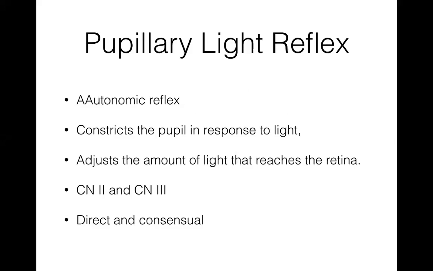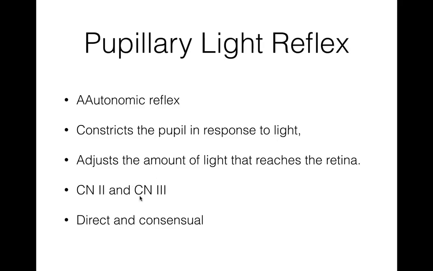Okay, so let's start first with the pupillary light reflex. So this is an autonomic reflex. This reflex results in the constriction of the pupil in response to light. This is to allow adjustment in the amount of light that reaches the retina. Now, there are two components for the pupillary light reflex. The afferent arm is cranial nerve number 2, whereas the efferent arm is cranial nerve number 3.